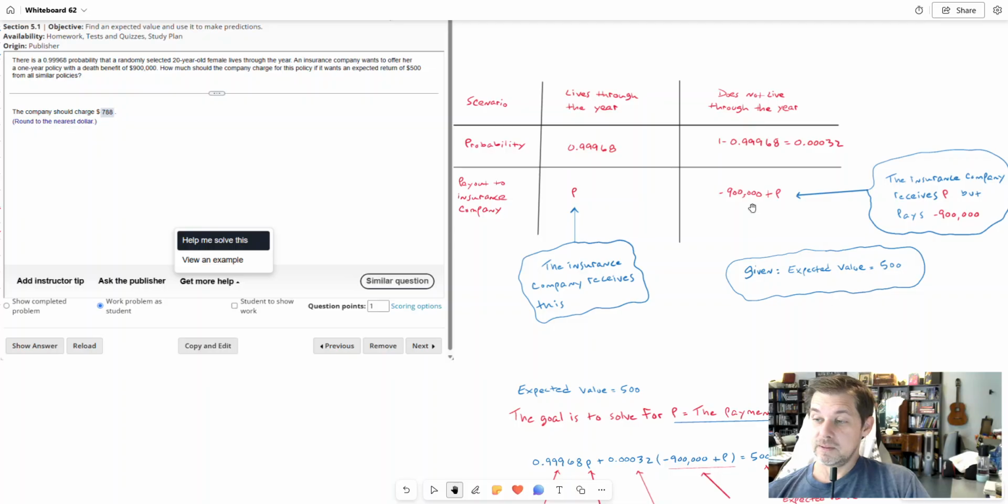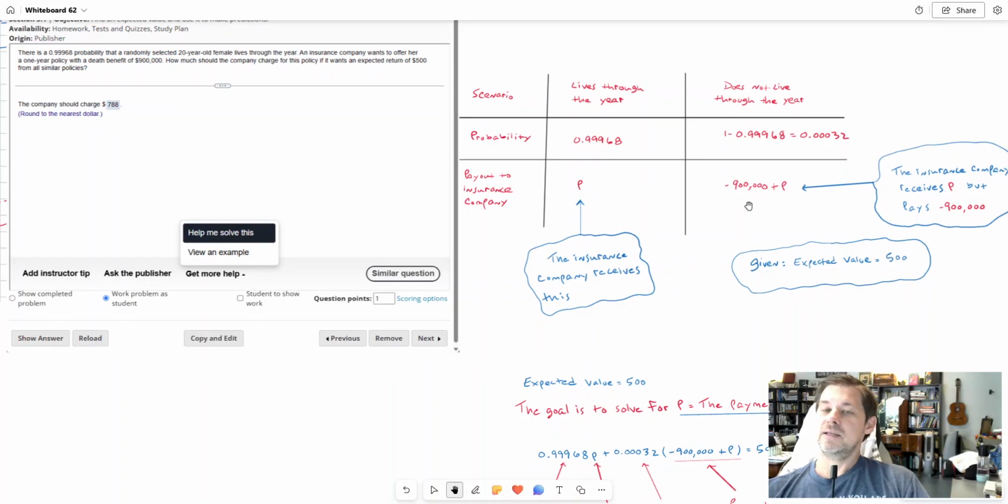So expected value will involve these things. There will be scenarios. There will be a probability that each scenario happens, and then there will be a payout in each case. So I've got the probability the person lives, the insurance company receives P, and they don't live, the insurance company receives P minus 900,000.